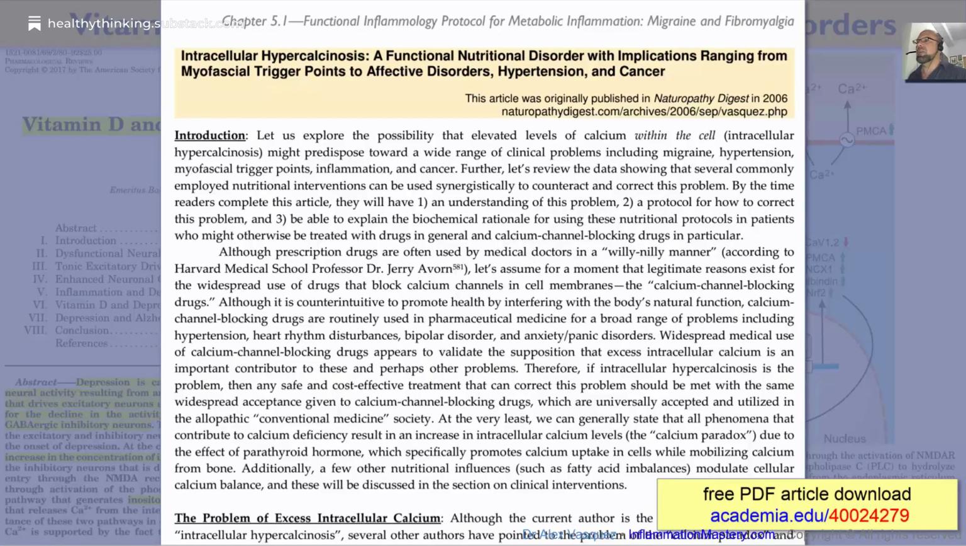This article, Intracellular Hypercalcinosis, a Functional Nutritional Disorder with Implications for Trigger Points in Chronic Pain, Affective Disorders, Hypertension, and Cancer. Again, you can download this for free off the internet.